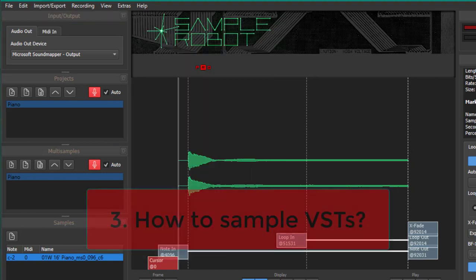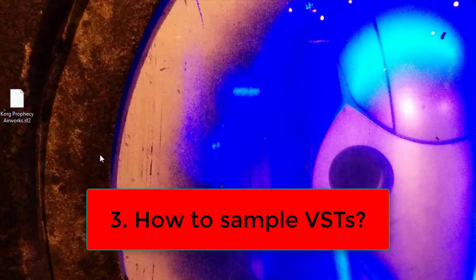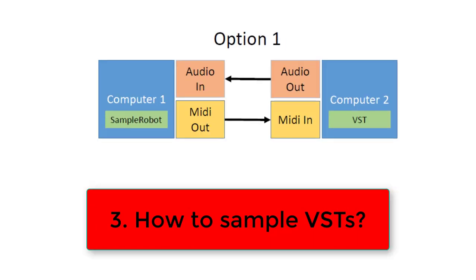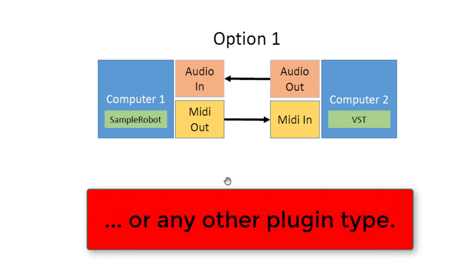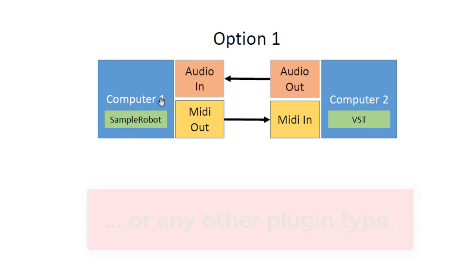So coming up to the third question, which is the most complex one. The third question was, how can you use SampleRobot to sample VSTs? There are two options. If you have two computers, you can do it like this. On your first computer, you run SampleRobot. You need an audio input device and you need an output device.